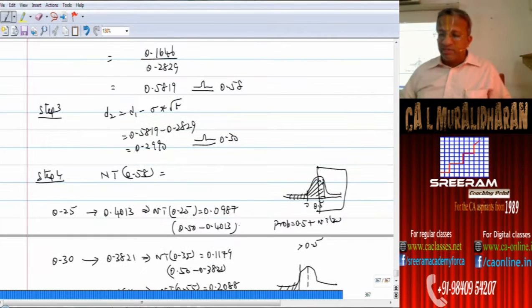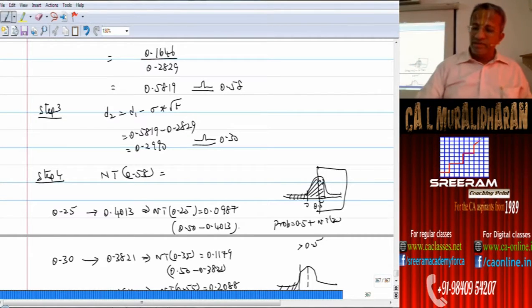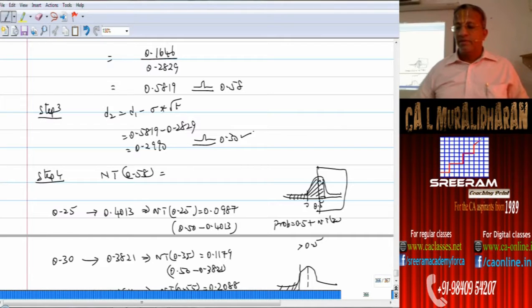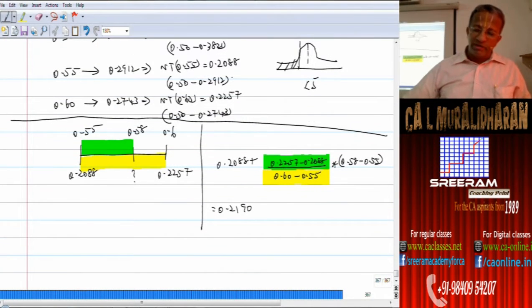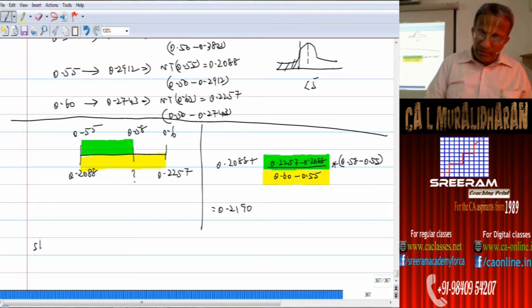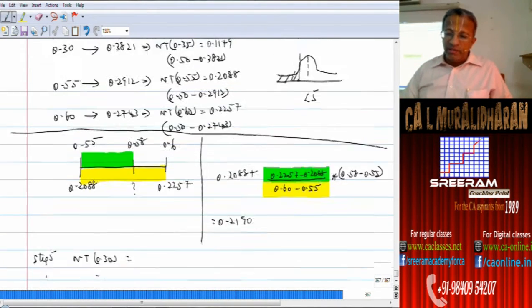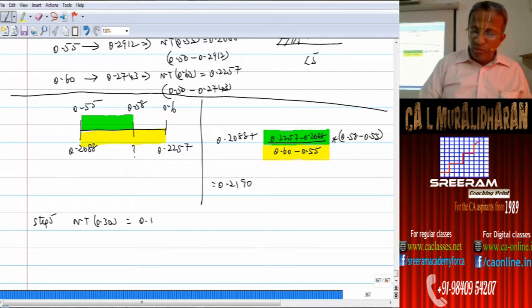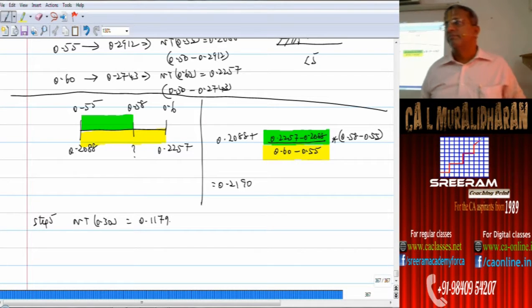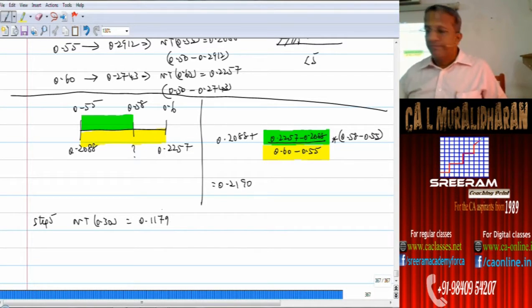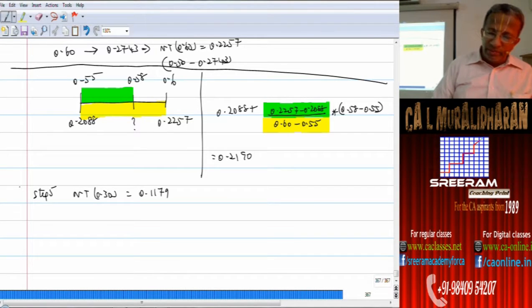But God will not test at all points of time. He is very kind. Why I am saying that He is very kind is that the normal table value of 0.30, this is step number 5, is readily available, that being 0.1179. Are you understanding?